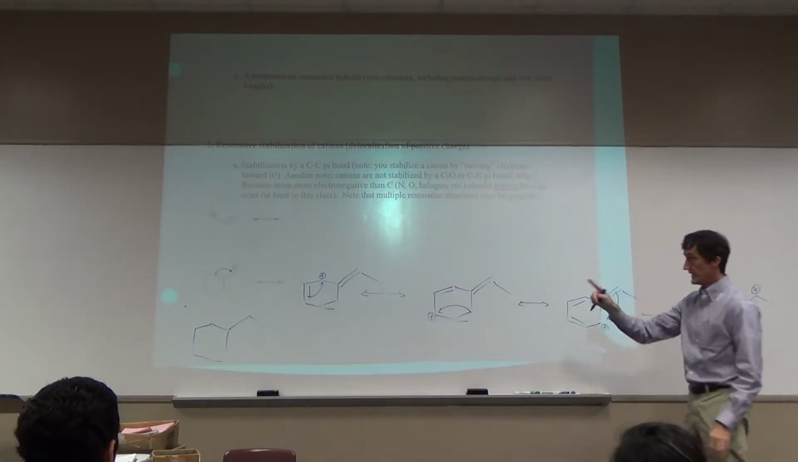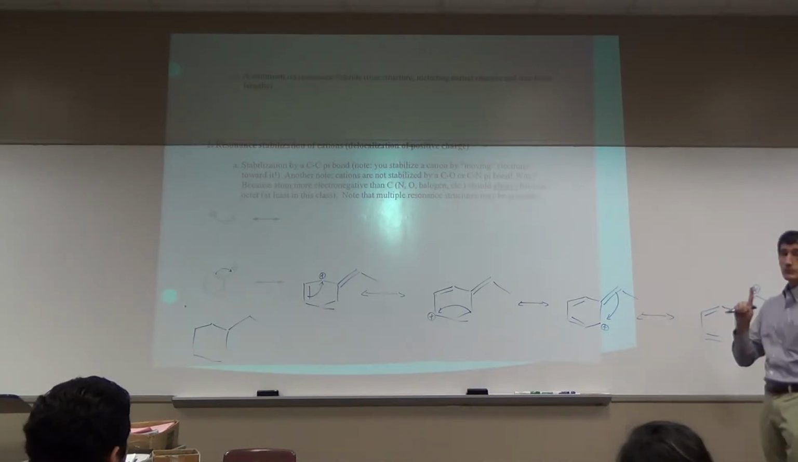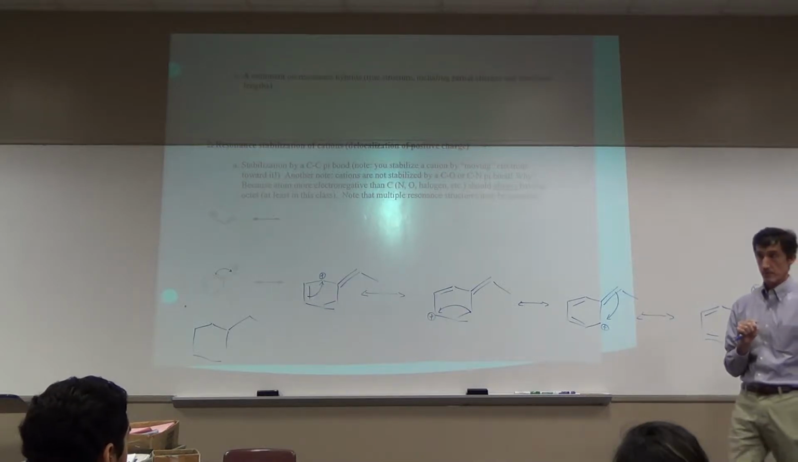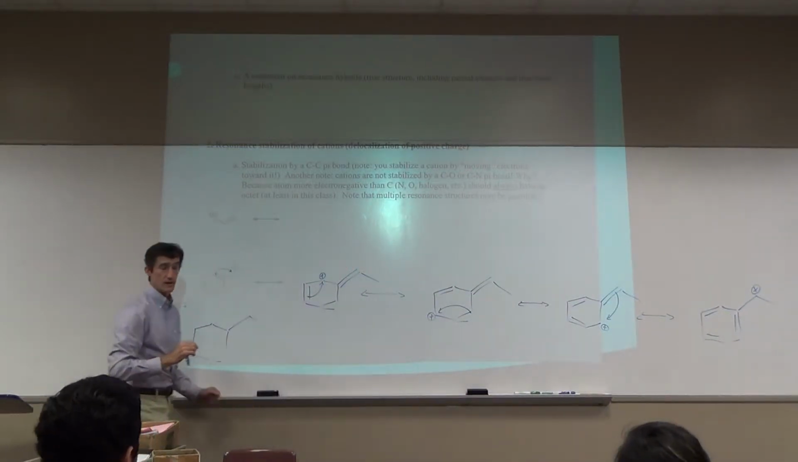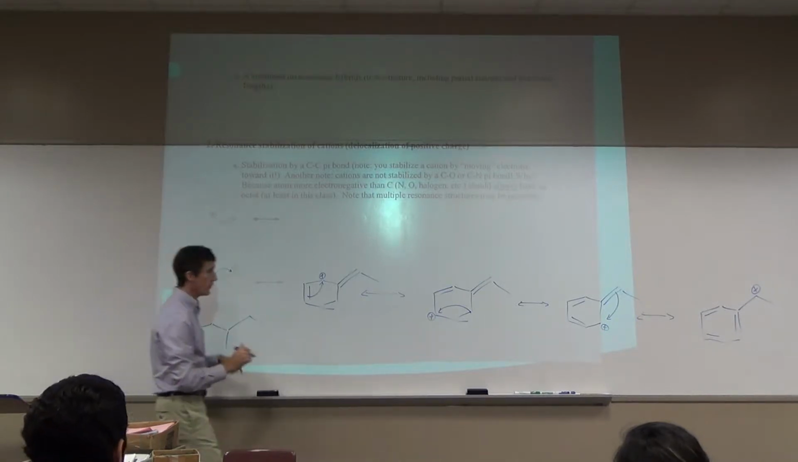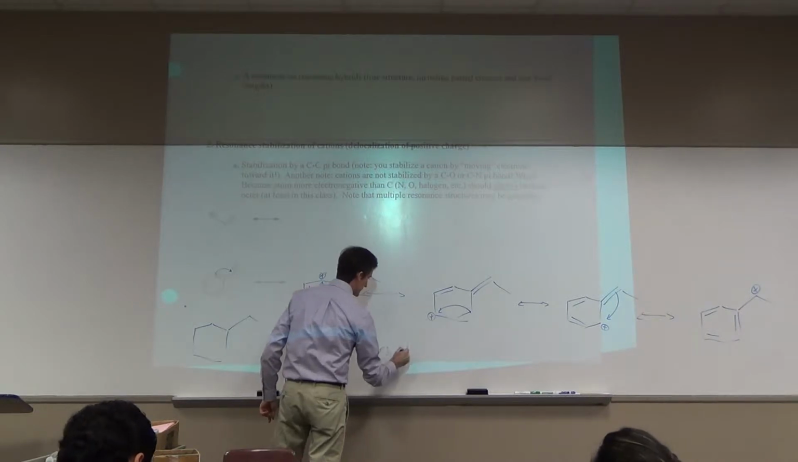So I'll ask this question. How many total resonance structures up here? 4? In which the charge is delocalized? 4. Because the first one is considered a resonance structure. Total, not additional, but total. 4 total resonance structures.